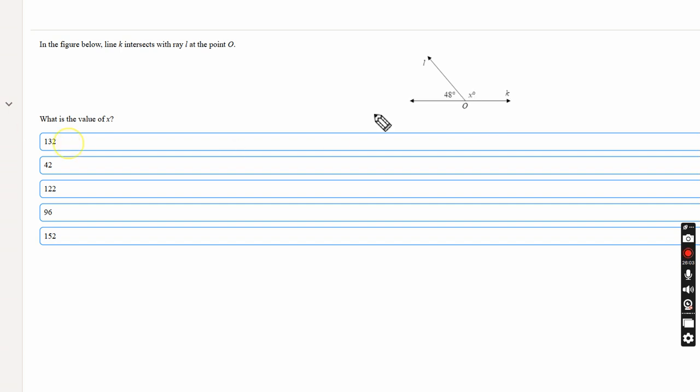So 180, we know that one part, they're asking about x. So we know this is 180. We know that one part is 48. So what's 180 minus 48? 180 minus 48 gives you 132. So if you remove this part, you'll be only left with the x, which is 132.